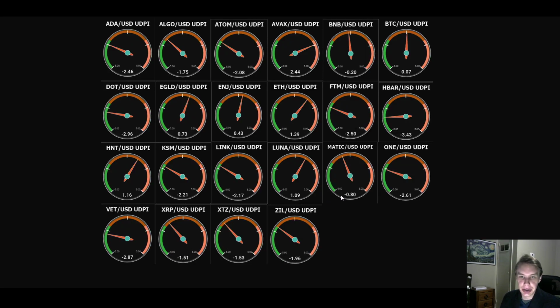And one of the things that's also important to note here is that though ADA is currently very low risk, it's not the only one that's sitting down at similar levels.